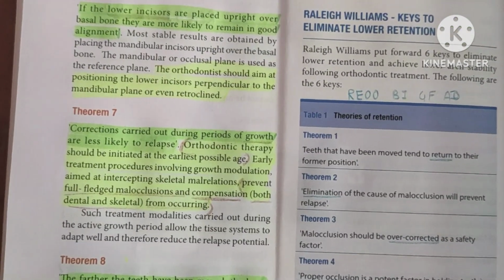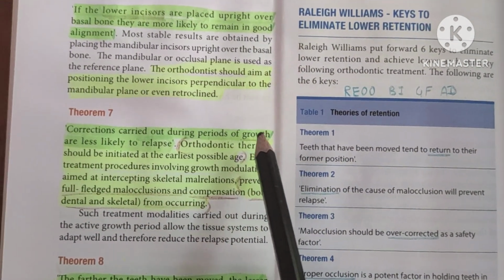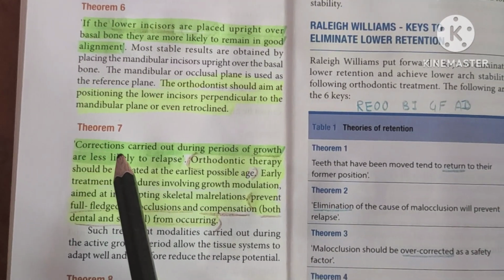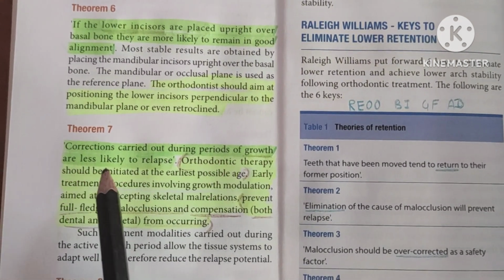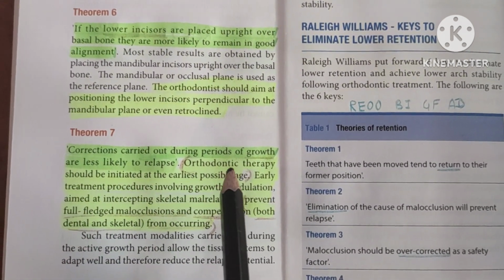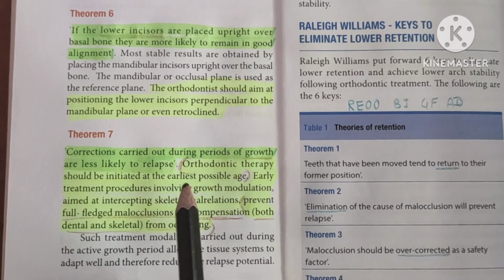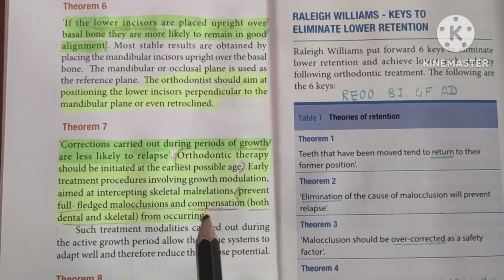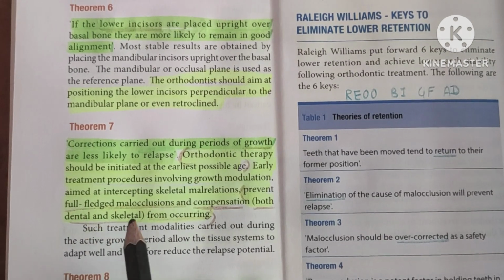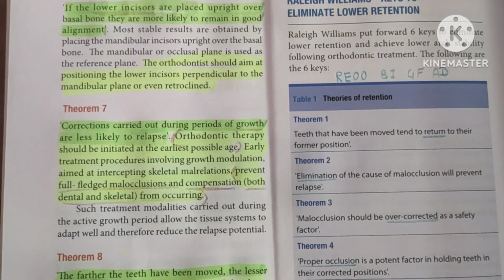Now, theorem 7 is G. G. The corrections carried out during the period of growth are less likely to relapse. The orthodontic therapy should be initiated at the earliest possible age. It prevents the full-fledged malocclusion and compensation of both the dental and the skeletal from occurring.